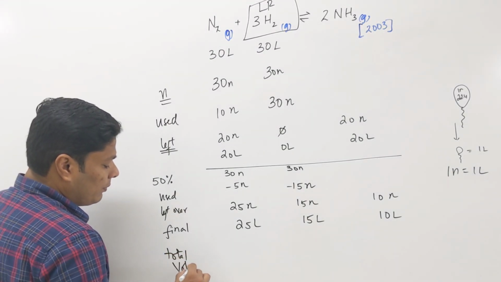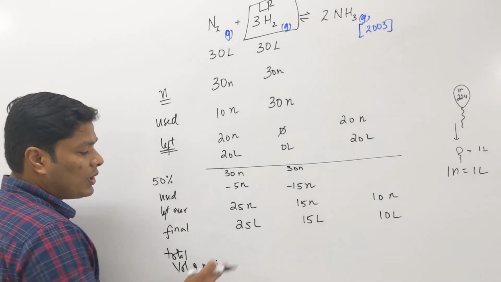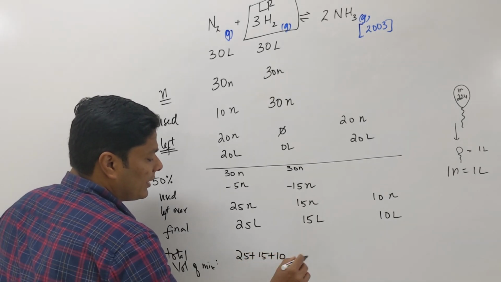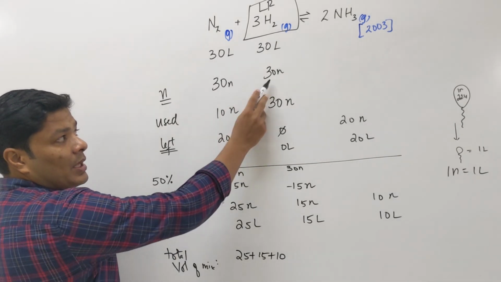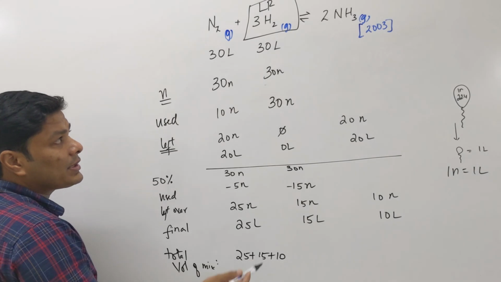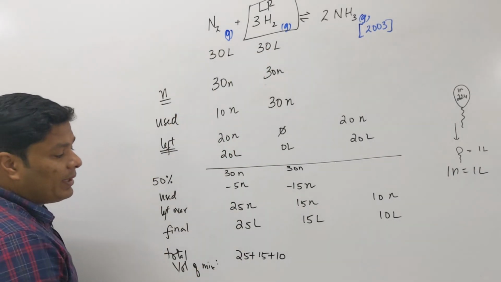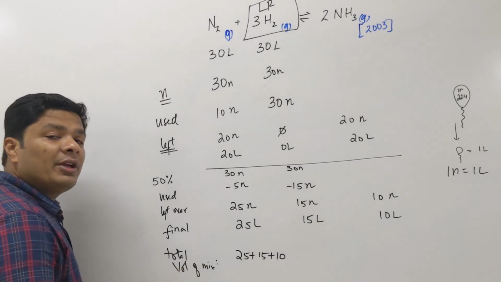So the total volume of the mixture, I can ask this question. When the reaction is done, what is the total volume of the mixture? 25 plus 15 plus 10. Okay. 50 mL. Starting is 60 mL, ending is 50 mL, because the total number of moles decreases as you go to the other side. Because it decreases, you end up with a different quantity. Okay, this is how you do a limiting reagent problem.